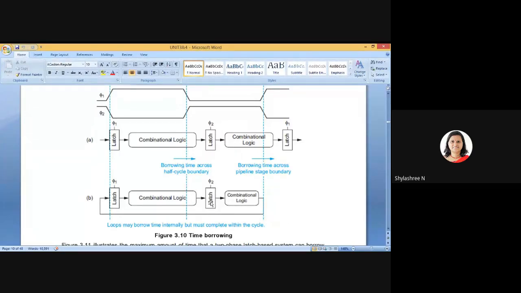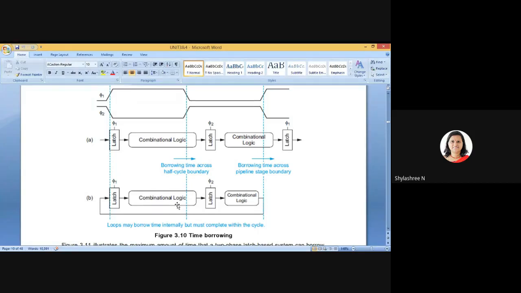So if you see this figure B, it shows a single cycle self bypass loop. We are calling it a single cycle self bypass loop, in which the time borrowing is going to occur across half cycles only. But the entire path must fit in one clock cycle. Whatever you want to do, the entire path should consume only one clock cycle.